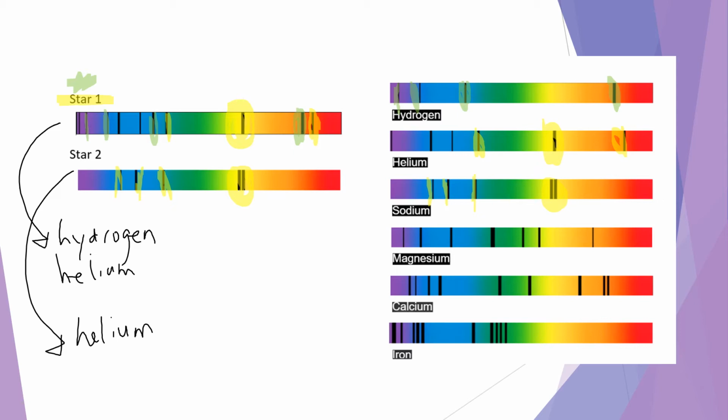Oh, sorry. That's wrong. That's not helium. That's the one below, which is sodium. Okay, so this is how you use the emission spectrums of elements to help identify the composition of stars.